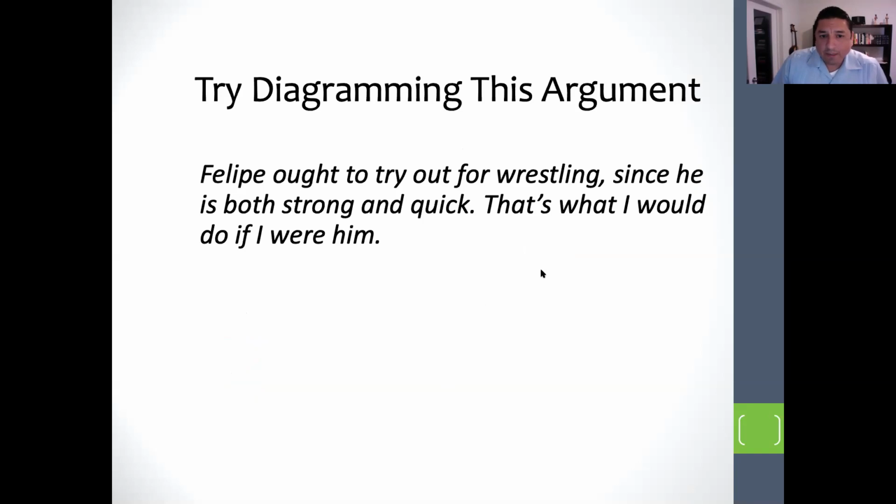Okay, now let's try to diagram this argument out. Felipe ought to try out for wrestling since he's both strong and quick. That's what I would do if I were him. Now, what's the conclusion here? Well, this word right here is going to indicate the premises. So the premises are going to be, he is both strong and he is quick.